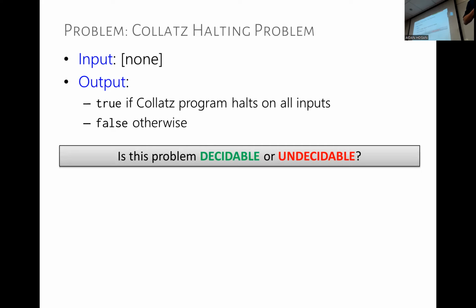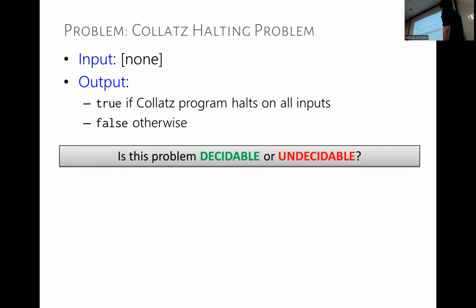So what do we think? Is this problem decidable or undecidable? Or maybe it's not known to be either. What do we think? Undecidable. So it seems undecidable.